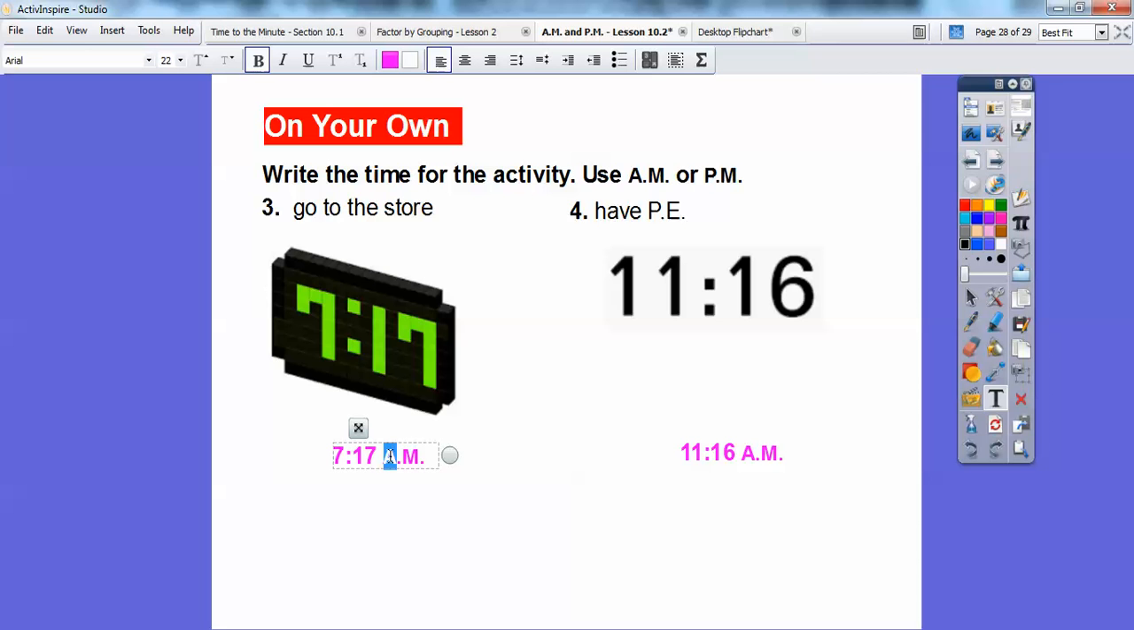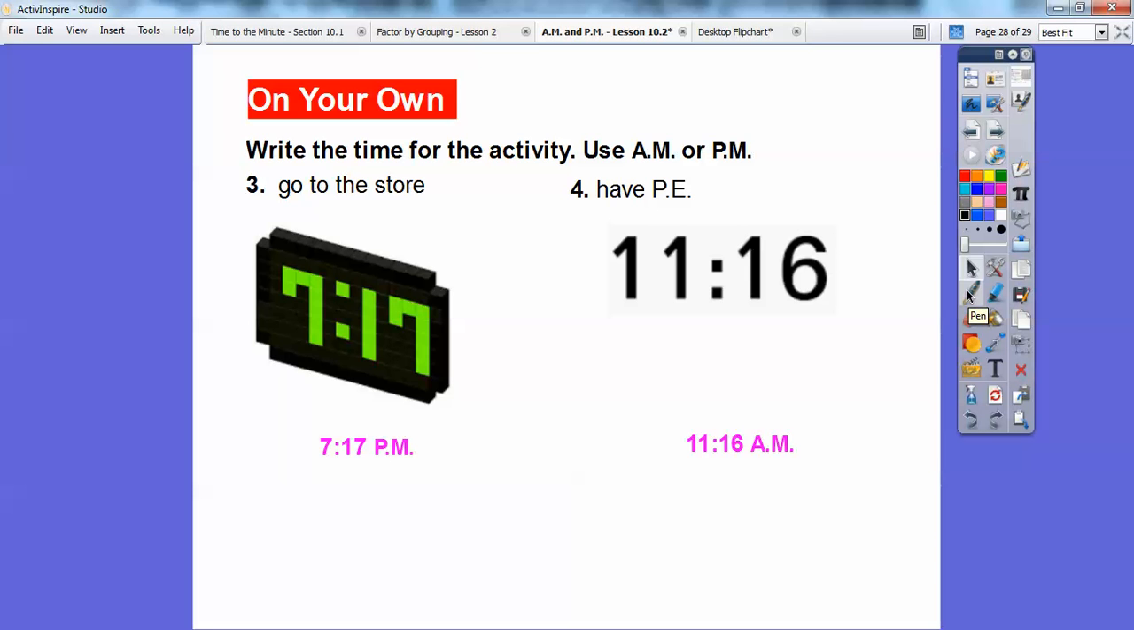It depends. It doesn't have to be PM. It can be AM also, you guys. It doesn't matter. It depends on when you go to the store. So whatever seems appropriate. If you're playing baseball or something, that would be in the daytime. If you're getting ready for bed, that would be at nighttime. So that'll help you with the AM and PM.